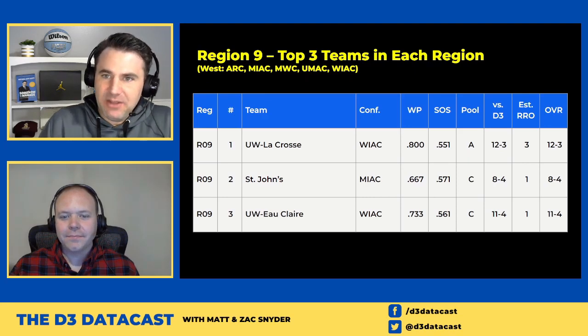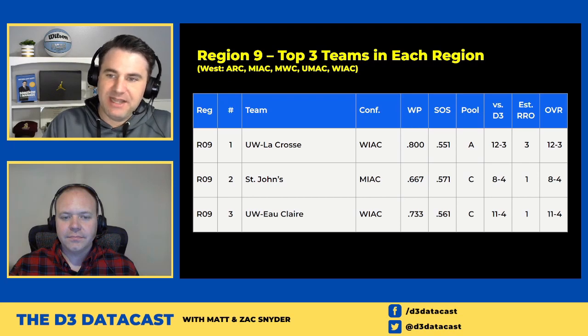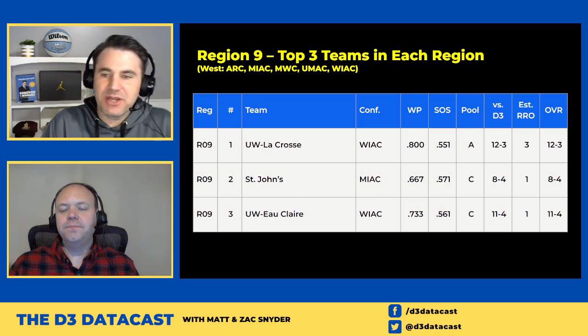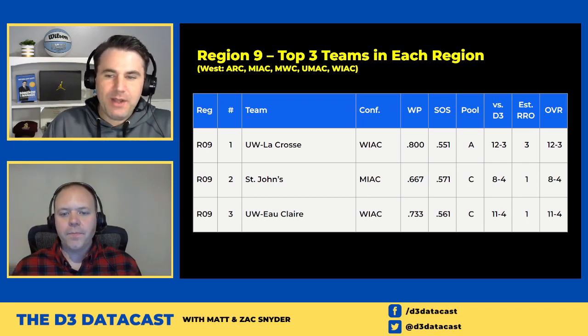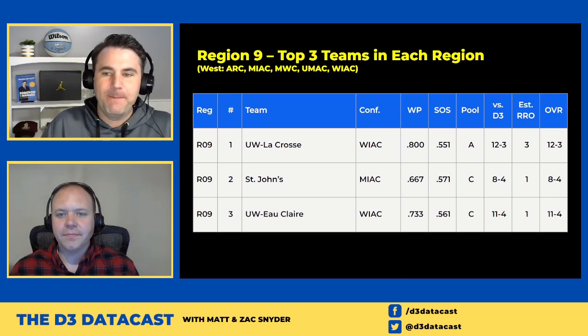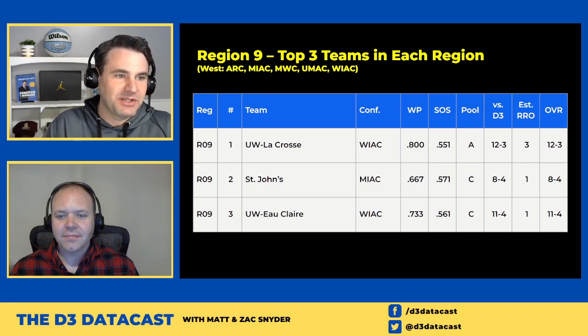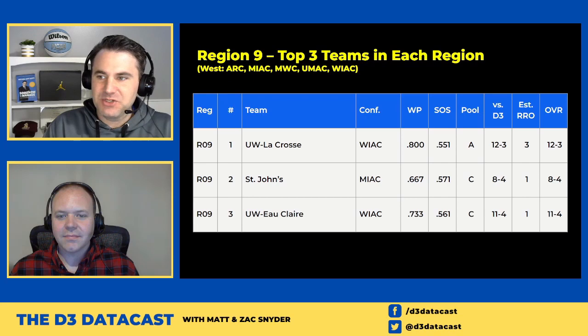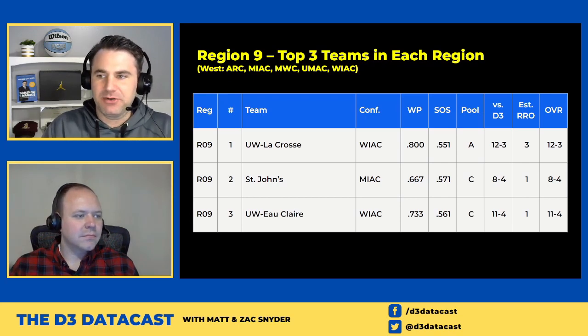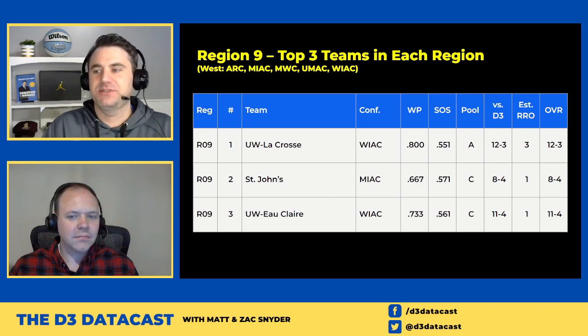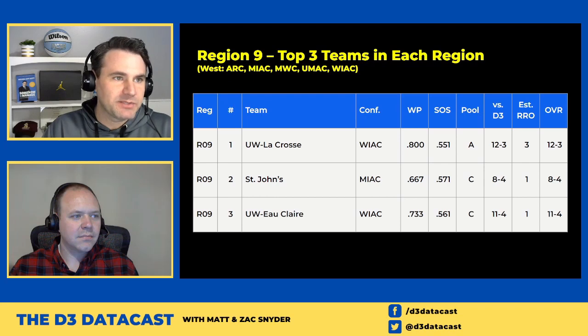And Region 9, the Old West region, now it's kind of the upper Midwest, kind of the Wisconsin, Minnesota general area. This one is a complete mess in my mind. I don't know. It just seems like the region doesn't make sense as far as what's going on. I guess we'll just go down the list. So top, UW-La Crosse, I think they're a fine number one. .800 winning percentage, .551 strength of schedule, 3 regionally ranked wins probably.